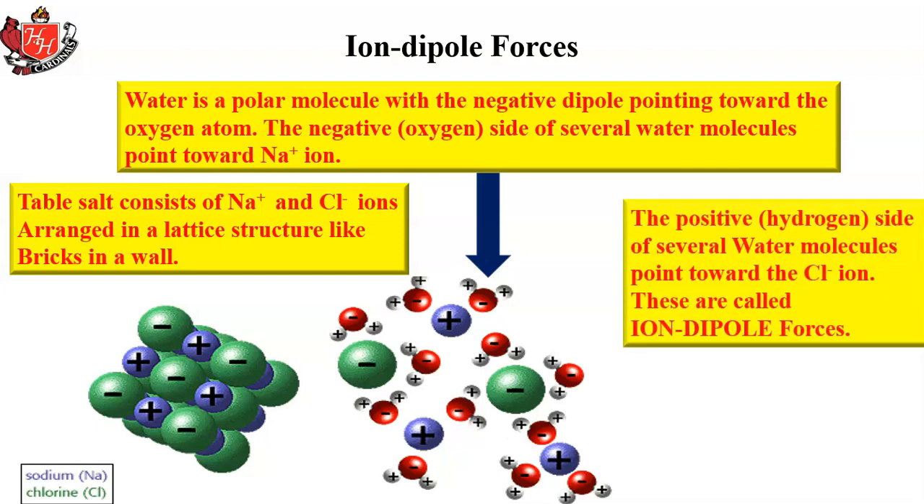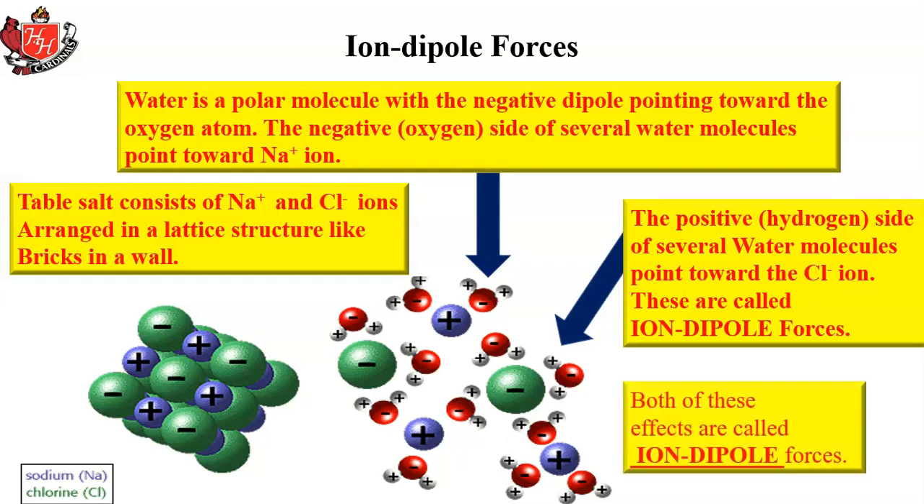The positive hydrogen side of several water molecules point towards the chlorine. So if you look at one of those green chlorines, you'll see it's surrounded by the positive side of the water molecule. That's the side that the hydrogen is on. And these are called ion-dipole forces because they involve an ion, which is either sodium or chloride, and a dipole, a molecule with a dipole, a polar molecule, in this case water. Okay, both of these effects are called ion-dipole forces.